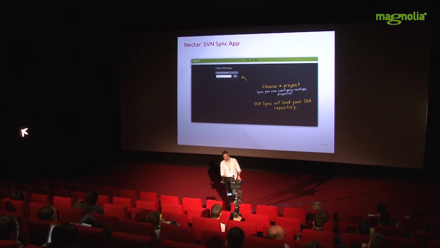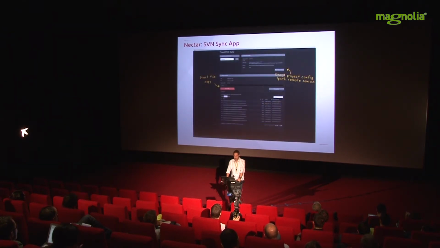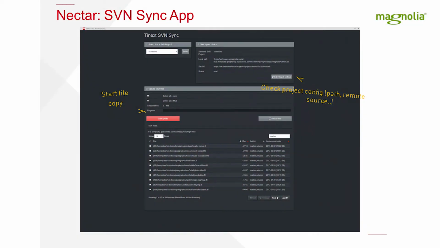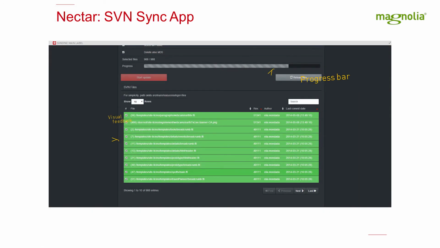For us it was simply a matter of cleaning the interface and updating some dependencies in the modules. By the way, about the functionality, you select a project from this dropdown. The SVN Sync app will load the SVN repository. You can select more than one file at a time. You can select all the files. There is an option to delete also MD5, so there are no issues when you redeploy your module later. With one button, you start the copy, and you have a visual representation of your progress. But let's see it in action.